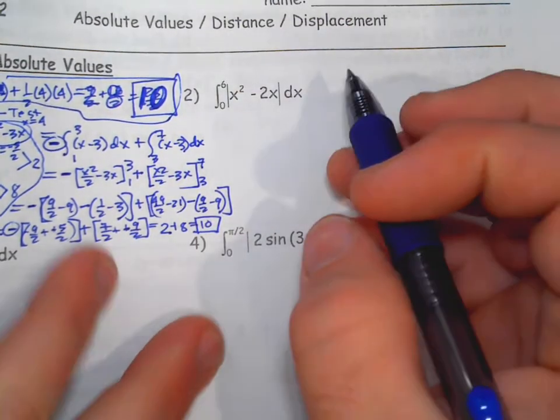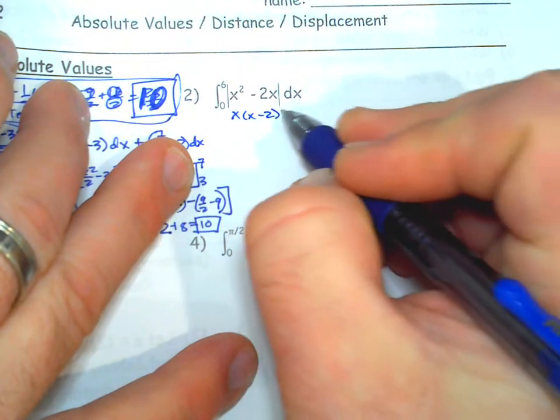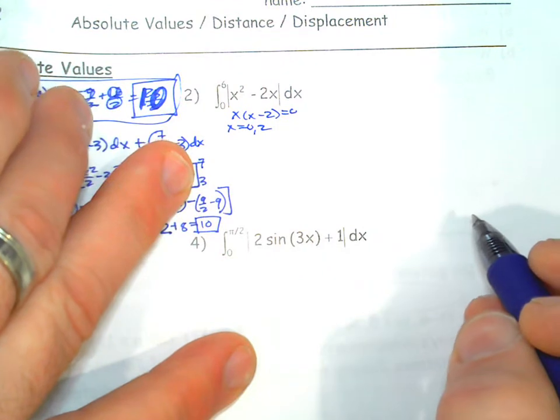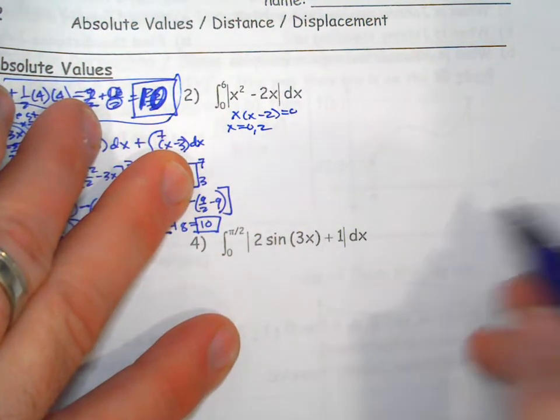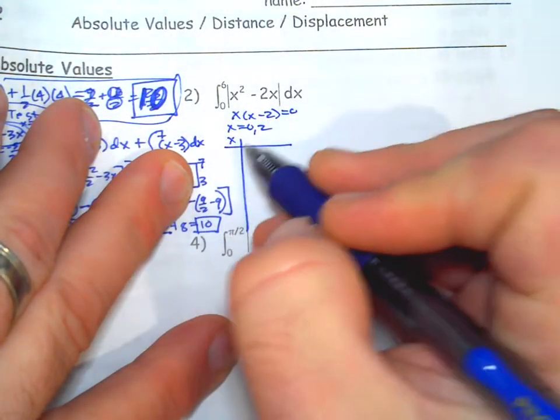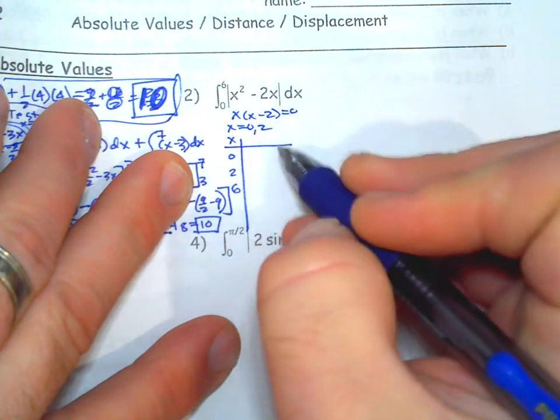So you want to factor it and set it equal to 0 to find the zeros. You have to do this with the table or without the table. And then we could jump into the table. Break it up at 0, 2, 6. You get the endpoints and you break it up.